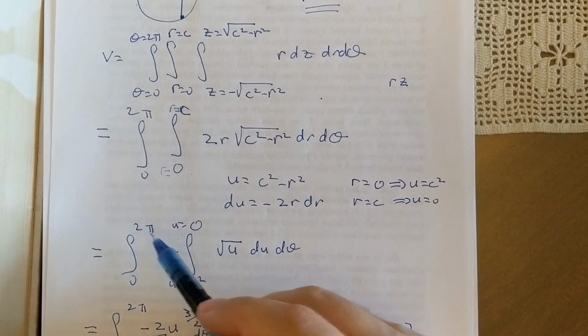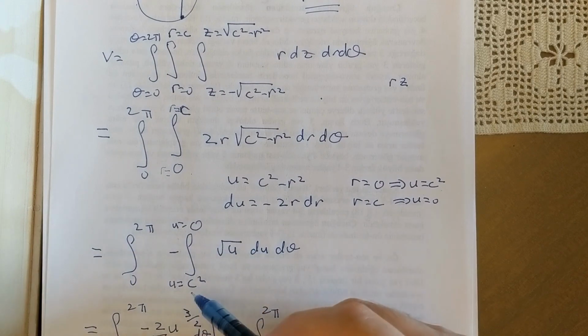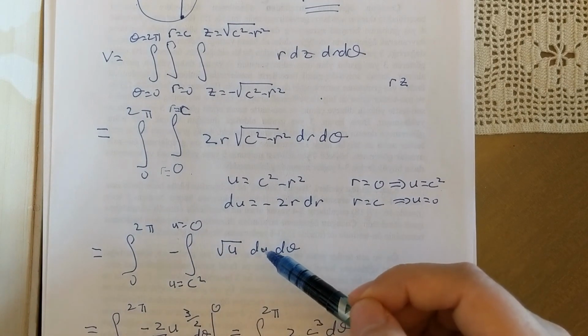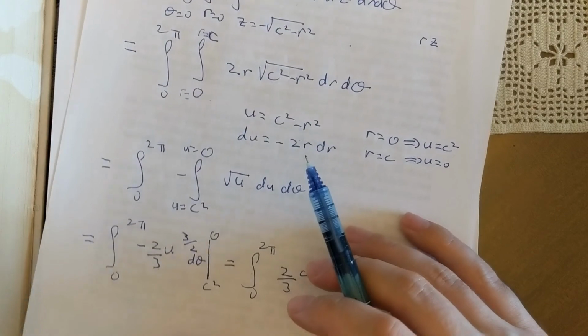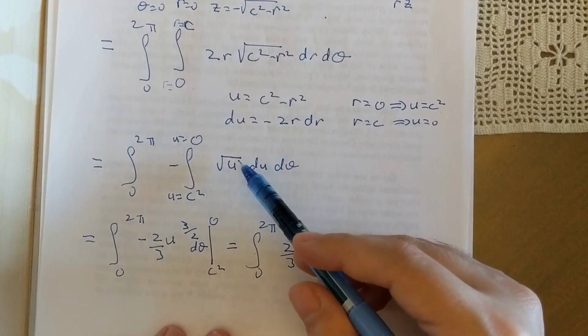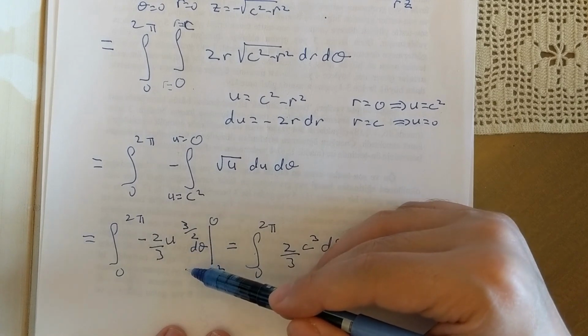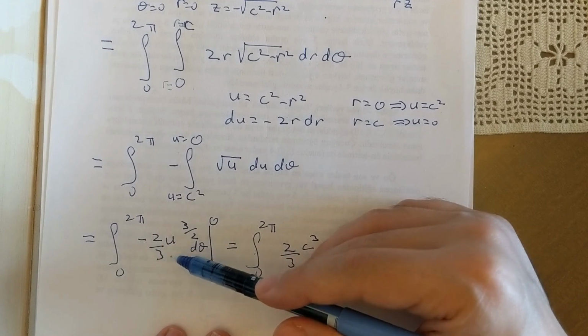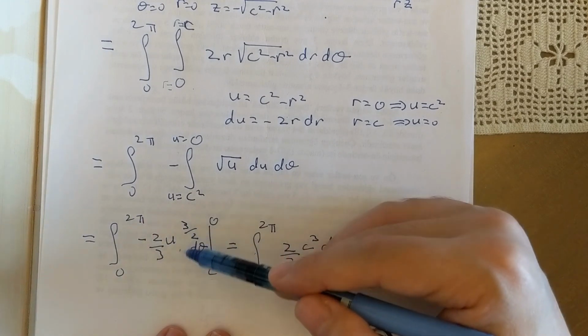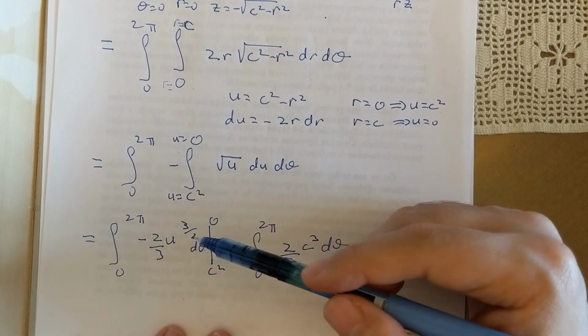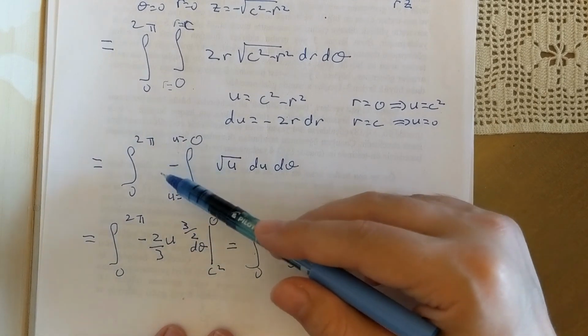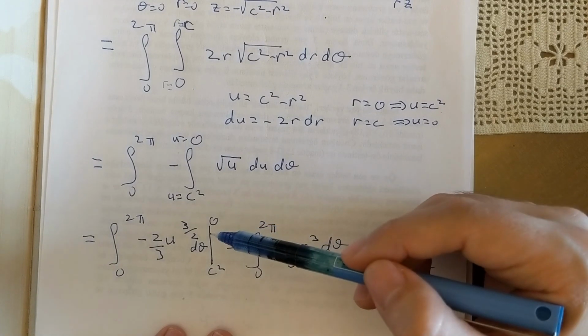So we have this integral, the minus of the square root, from u equals c squared to u equals 0, du d theta, okay? Integrated, this is u to the 1/2. Integrated, add 1, you have u to the 3/2. Divide by 3/2, that's the same thing as multiplying by 2/3. And we had this minus sign, don't forget the minus sign.